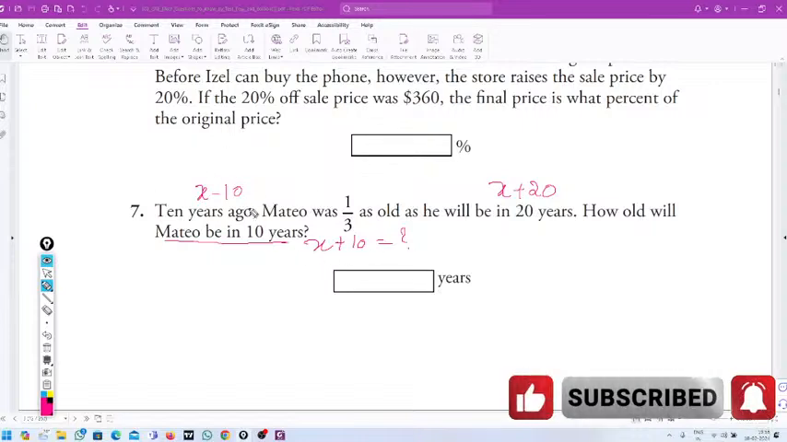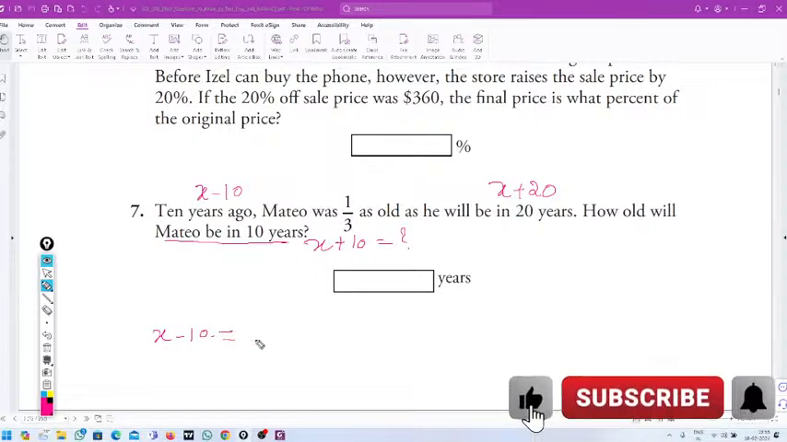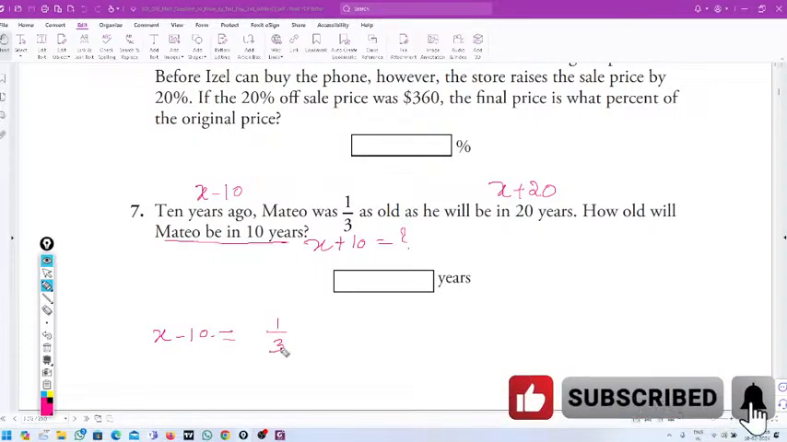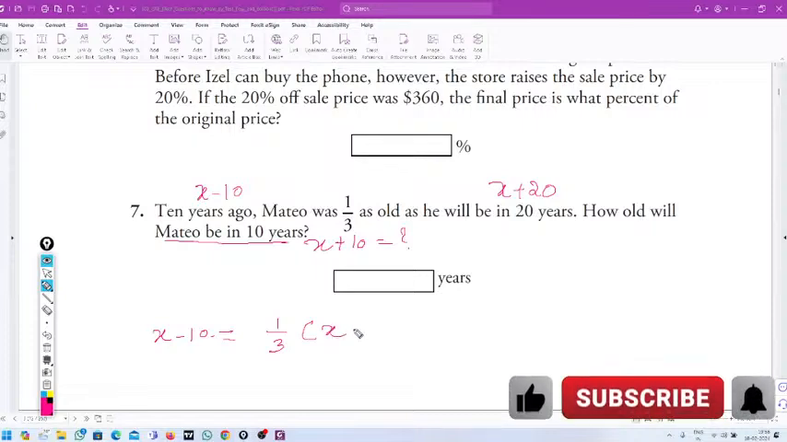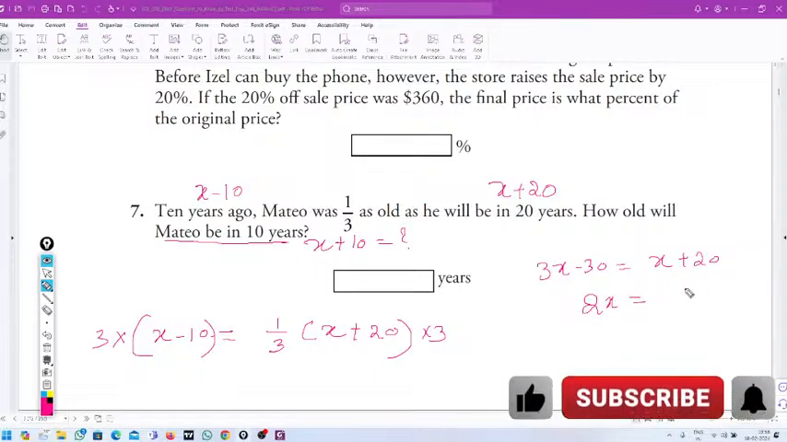So here we have a simple relation: x minus 10 is equal to one third of x plus 20. So here I can move the 3 to the other side by multiplying by 3 on both sides, and what will happen now? 3x minus 30 is equal to x plus 20. Further I can simplify as 2x equal to 50. x will be 25.